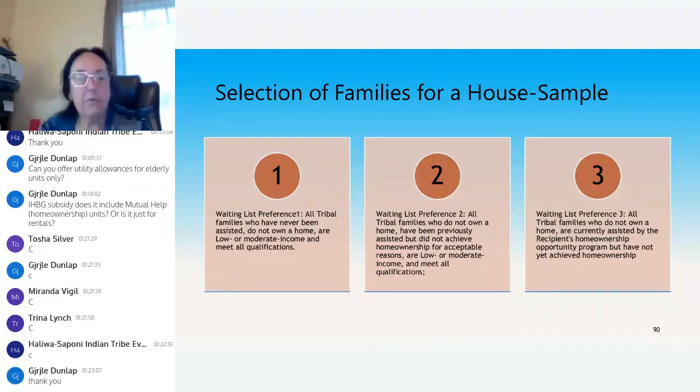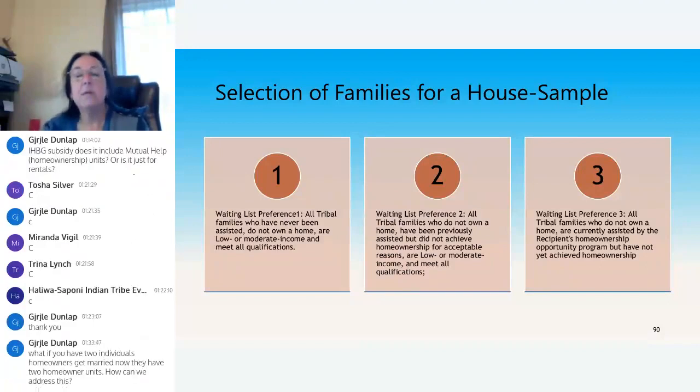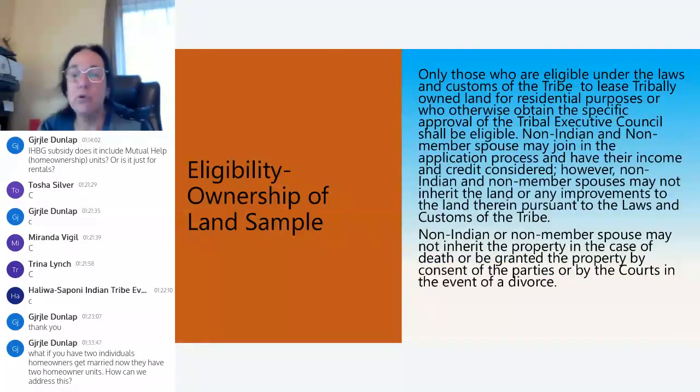A sample for the house waiting list preference: all tribal families who have never been assisted, do not own a home, and are low or moderate income and meet all the qualifications. All tribal families who do not own a home, have been previously assisted but did not achieve home ownership for acceptable reasons, that are low or moderate income and meet all the qualifications, and all tribal families who do not own a home currently assisted by the recipient's home ownership program but have not yet achieved home ownership.